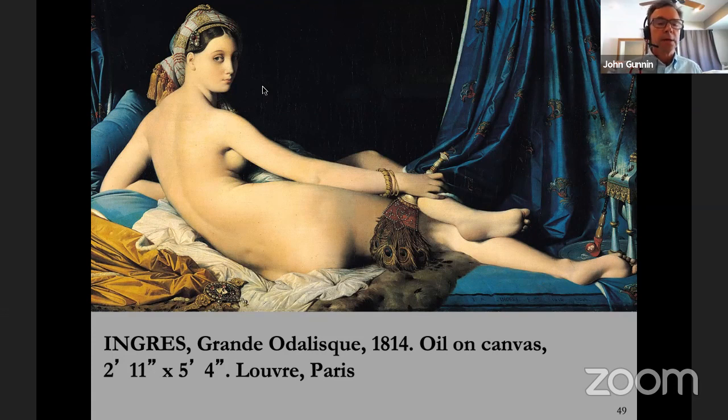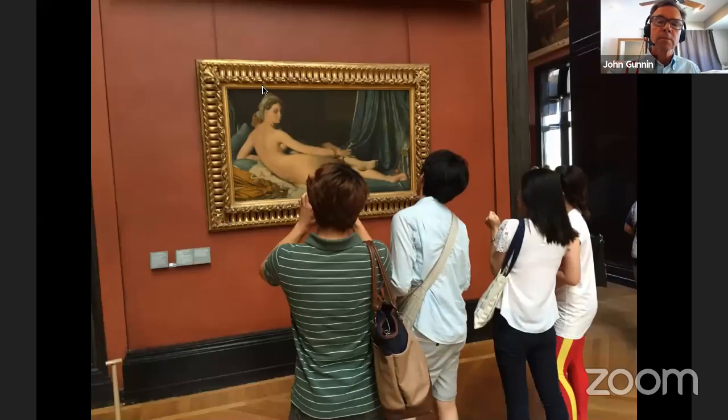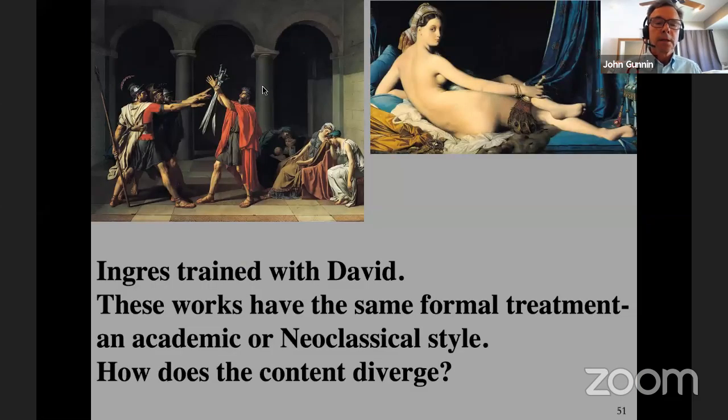It's always hard to pronounce that name, by the way. Don't feel bad. I always seem to butcher the name of the artist. Some kids in the museum looking at it in Paris. So Ingres trained with David, Jacques-Louis David. And if you'll notice, the works are executed very similarly.